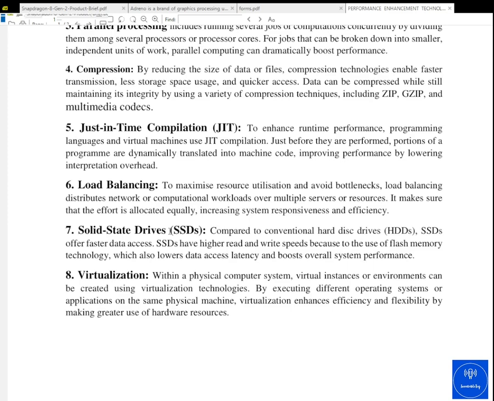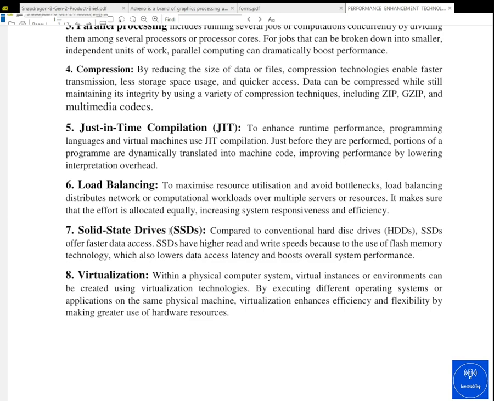So this is to make sure the performance is improved by lowering interpretation overhead, as compared to getting the whole code and translating the whole thing. You see, it will take time. So in order to reduce time, just a portion of it is translated fast, then executed. That will reduce the overhead cost of interpretation, and that will help the computer to perform even better.